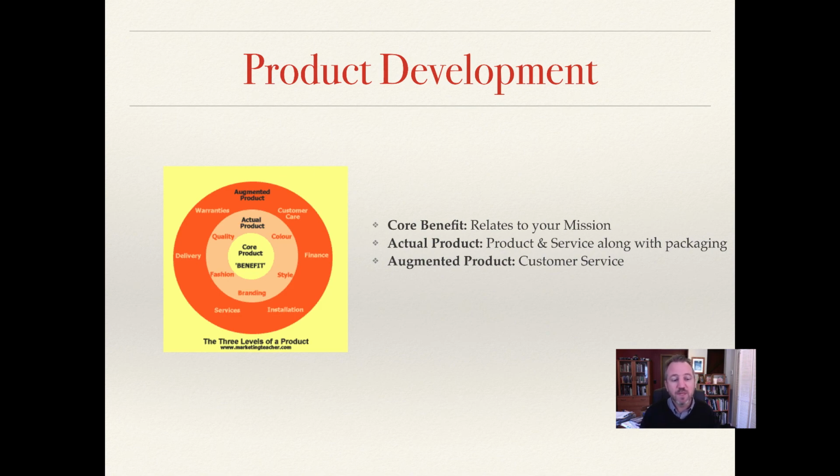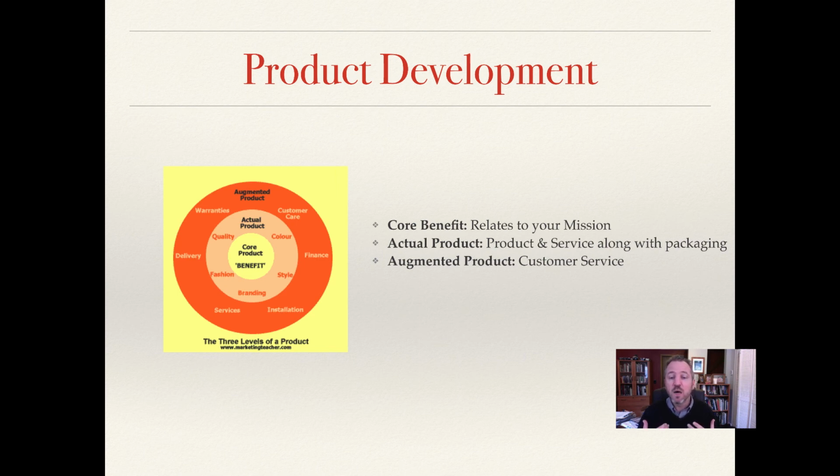And here's a graphic that talks about the 3 levels of a product, starting with the core benefit and the actual product and the augmented product. And so when we think about the core benefit, we're getting at our why statement from our mission. And when we think about the actual product, we're getting to the what aspect of that inward out thinking. And then when we get to the augmented product, we get into the how part of it.